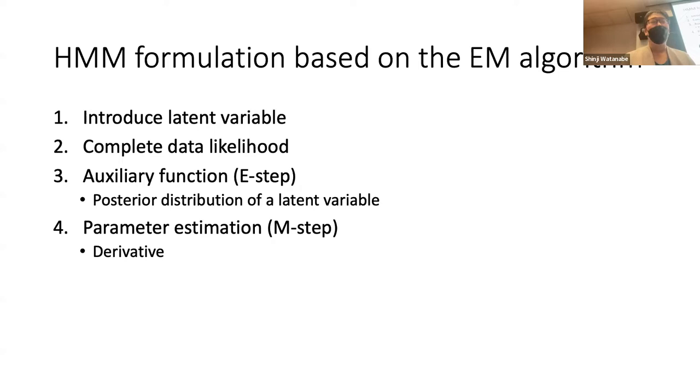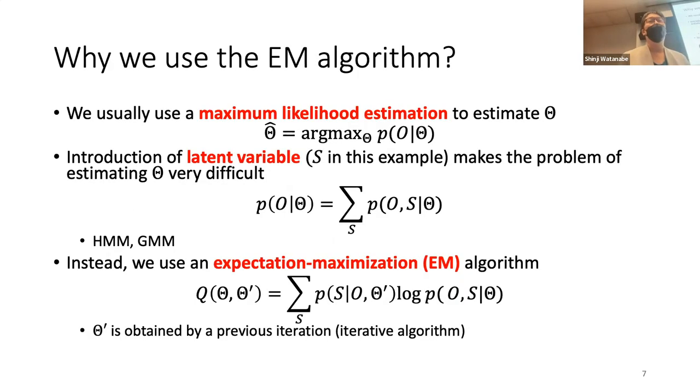So one is introducing the latent variable, and second is to set the complete data likelihood. Third is providing the auxiliary function, and finally, we also solve the parameter estimation part. Okay, and then the first question you may have is, why do we use the EM algorithm? This is because we can actually solve the problem by using the EM algorithm.